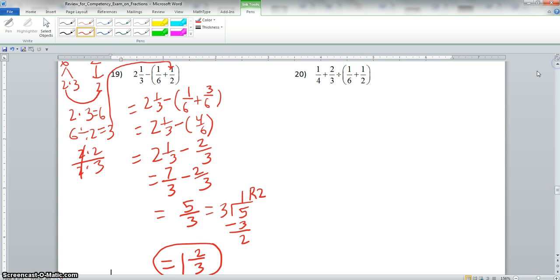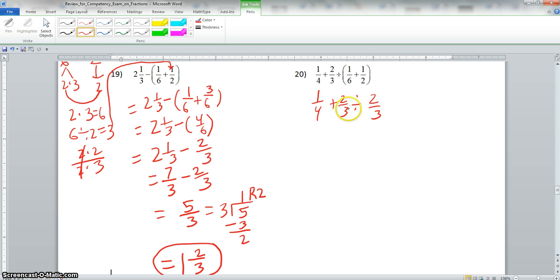Now we go back up here to problem number 20. What I like about problem 20 is it has the same thing as problem 19 as far as inside the parentheses. So we know when we were done with the parentheses, our answer was 2/3. So we have 1/4 plus 2/3 divided by 2/3, because 1/6 plus 1/2 gave us 2/3 here.